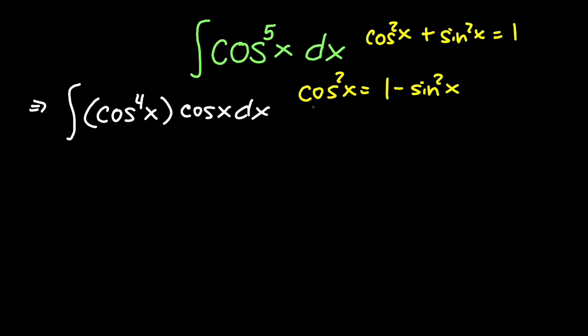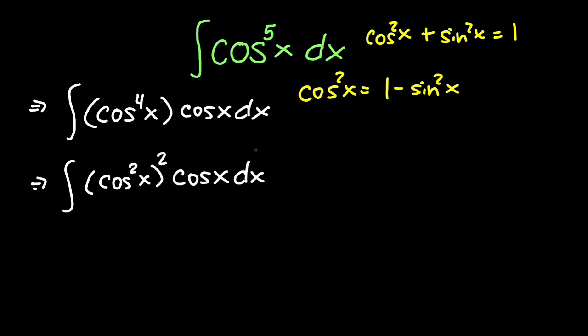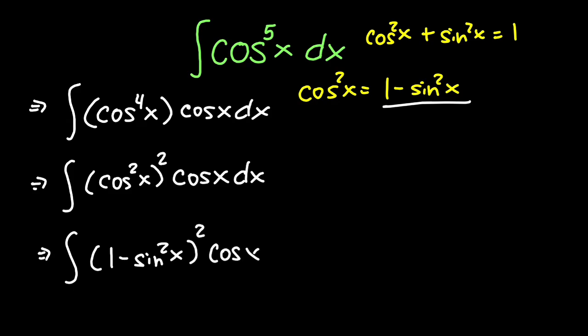And so, what we need here is cosine squared of x, and what we have here is cosine to the power 4 of x. So, let us make this the integral of cosine squared of x raised to the power of 2 multiplied by cosine x dx. Next step would be to transform cosine squared of x into its identity, which would be the integral of 1 minus sine squared of x raised to the power of 2 times cosine of x dx.